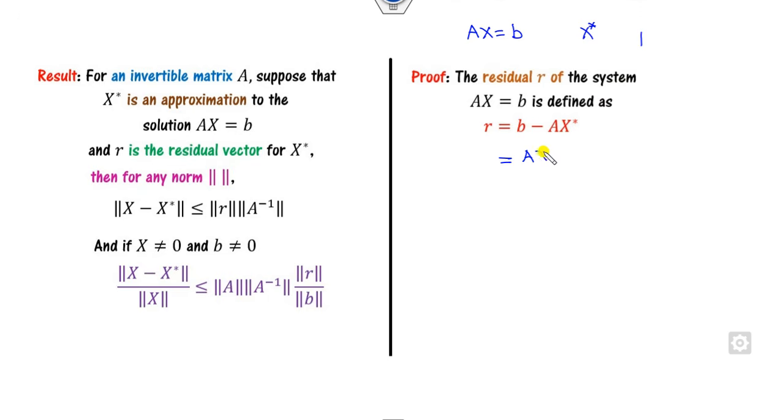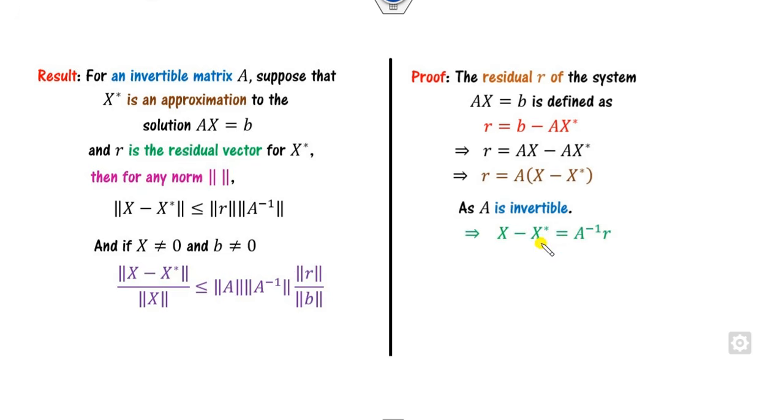I can substitute the value of B, this is A, so I can take matrix A as common, so it will be x minus x star. Then we need the norm of this, so we can define it, as A is invertible because it is given, so I can find it as here. Then my target is to first prove this result. So take the norm on both sides.